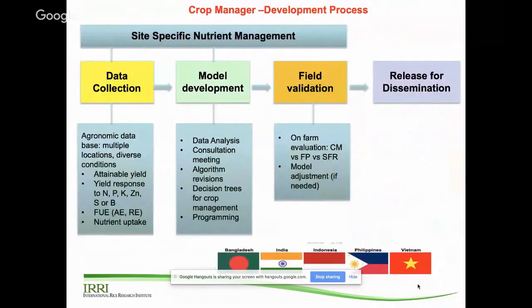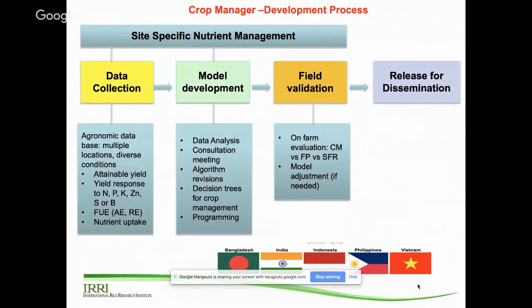How is it developed? As I already informed you, it is grounded on the principles of site-specific nutrient management. So we initiate by collecting local data, which includes the agronomic databases from multiple locations and under diverse conditions. We collect data on attainable yield responses to various nutrients, calculate the fertilizer use efficiencies in those areas, agronomic efficiencies, the nutrient uptake data, and then we develop a model.